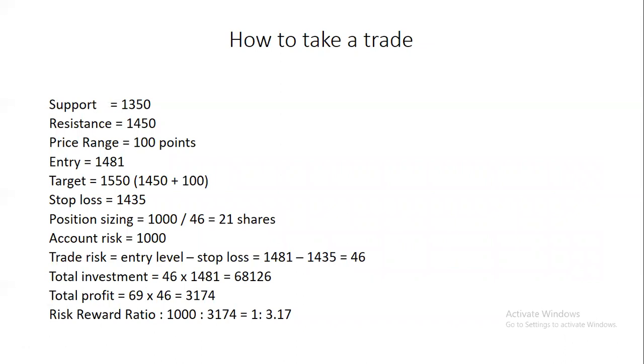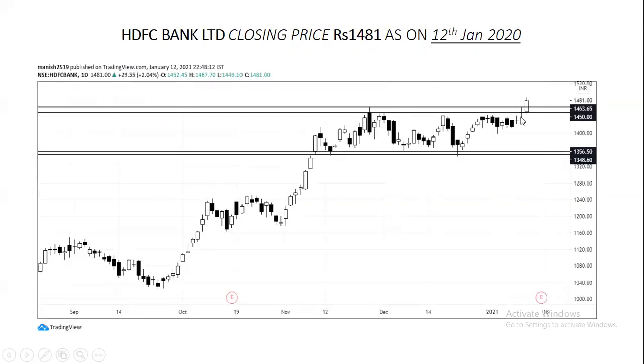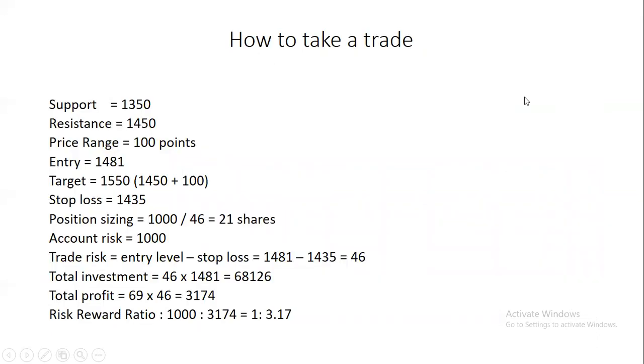Now, how do I keep stop loss when I'm trading any stock which is sideways and has given a breakout. I generally place stop loss 1% below the resistance level. Resistance level is 1450. Now calculate 1% of 1450. 1% will be 14 and a half points. So let's take it as 15 points. So 1450 minus 15 points. Okay, your stop loss should be 1435.